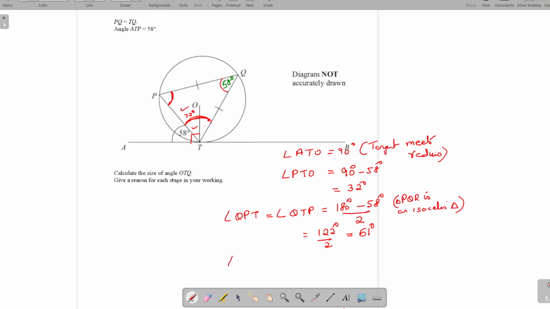Therefore, angle OTQ would be angle PTQ minus PTO, which is 61 take away 32, which is 29.